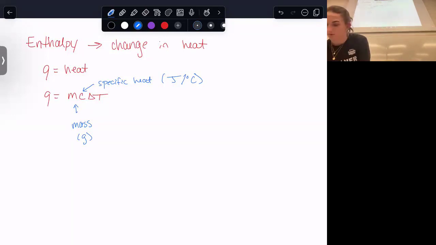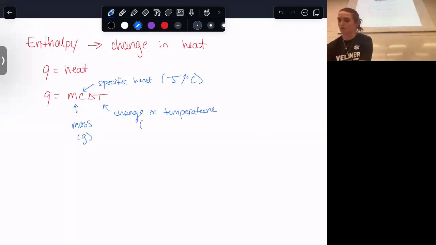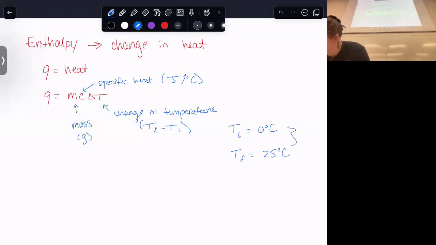And what is delta T? This is your change in temperature. How do we write change? T final minus T initial. Does it matter what unit your temperature is in? It actually doesn't matter for this one usually, right? If we look at T initial is 0 degrees Celsius and T final is 25 degrees Celsius, what's our change in temperature here? This is 25 degrees.